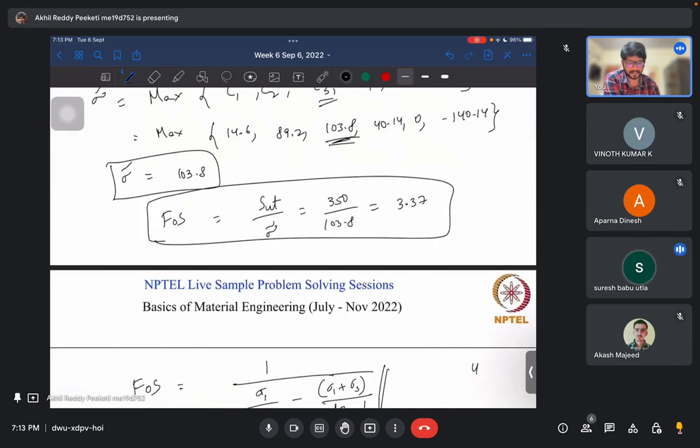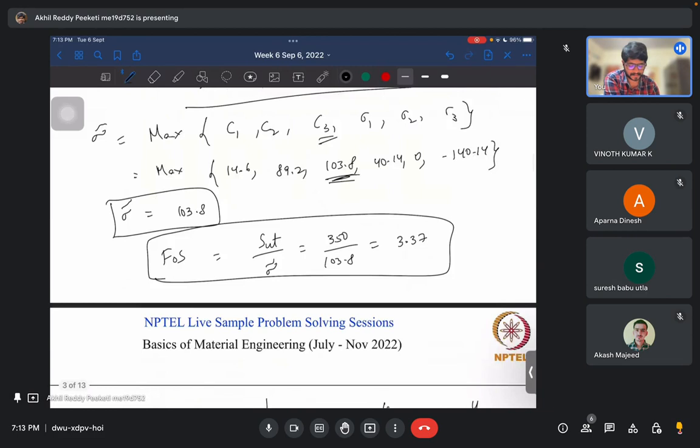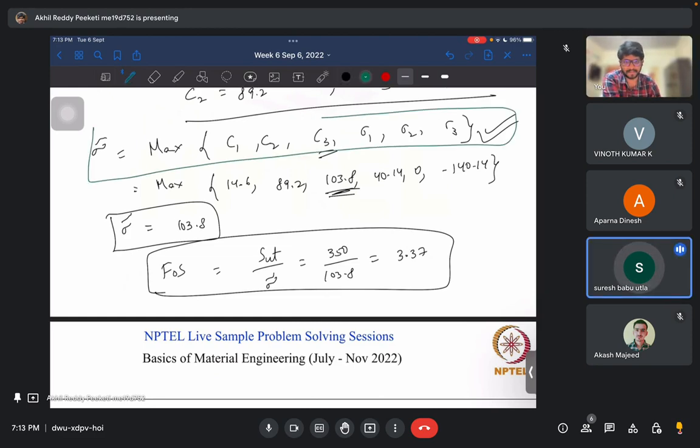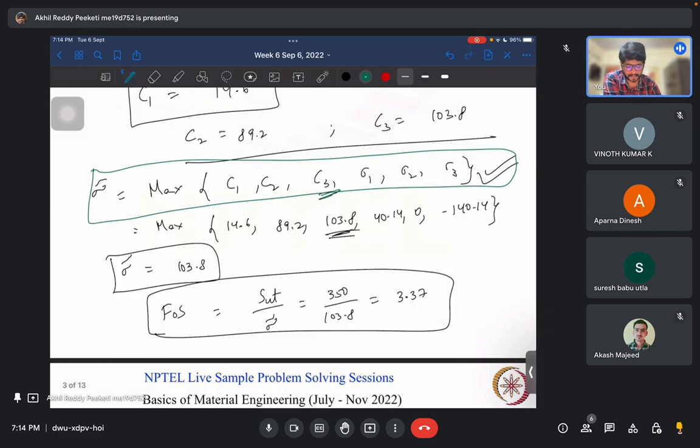So whenever you are asked about modified Mohr stress theory, please use this one. This will be applicable for every case. The first one is only applicable whenever C3 is maximum, so only in that case. That is a special case. So in general, if you are asked modified Mohr stress theory, you can use this only.